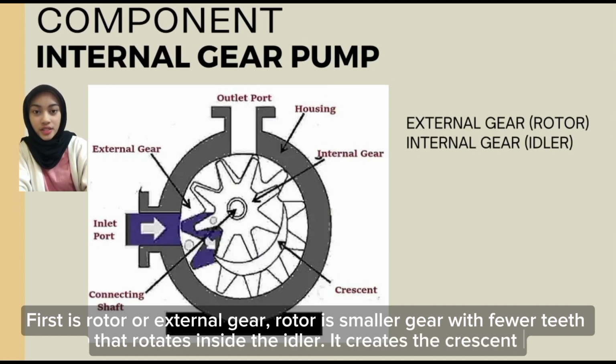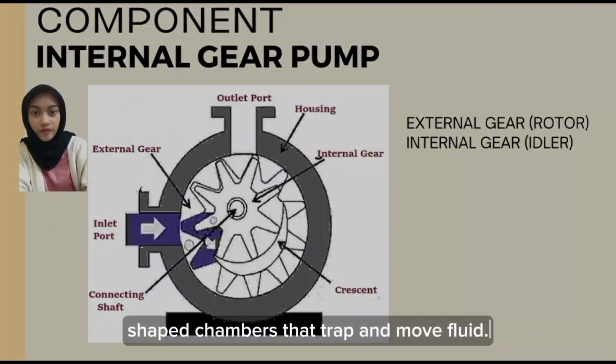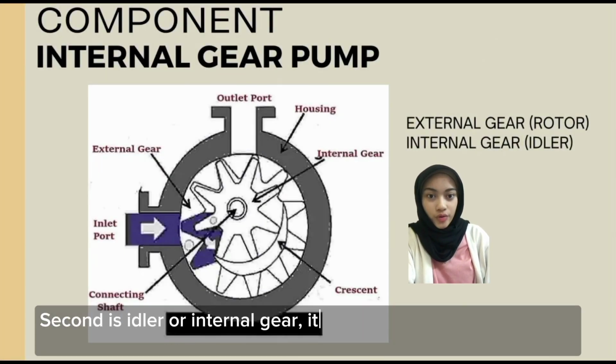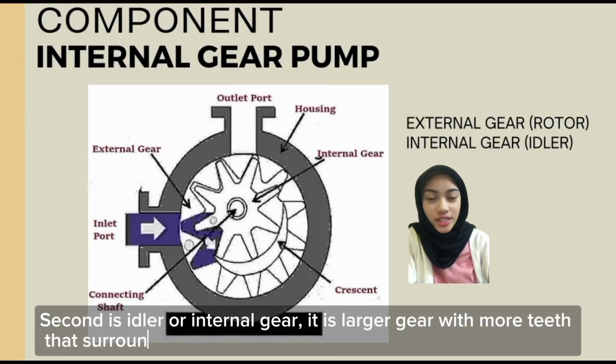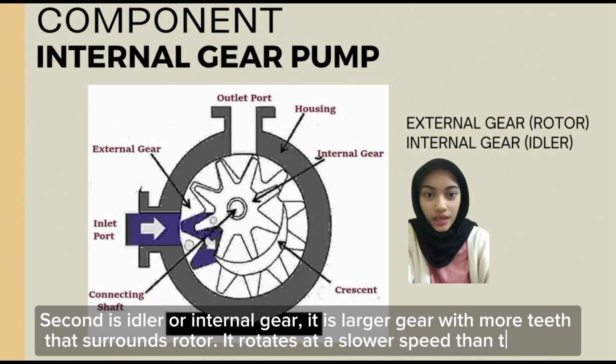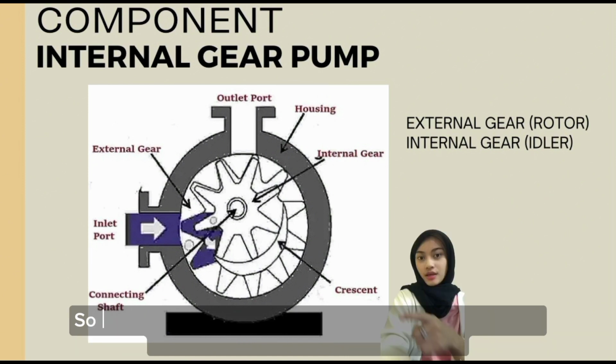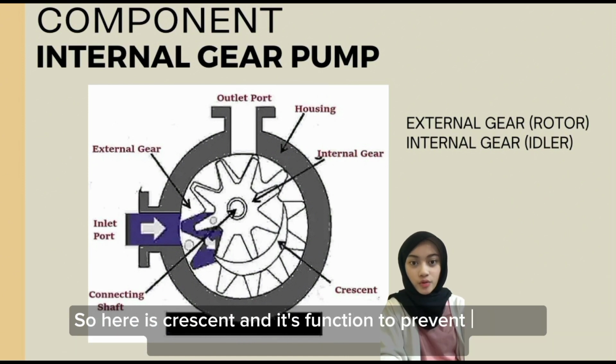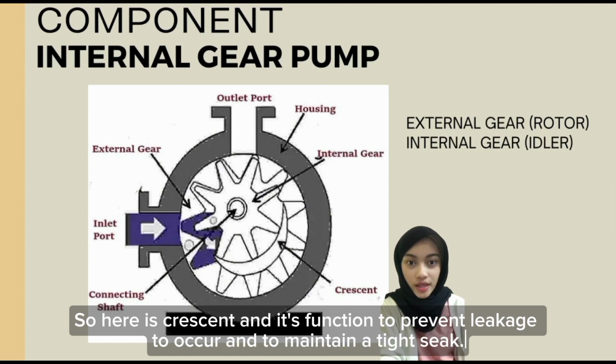It creates the crescent-shaped chambers that trap and move fluid. Second is idler, also known as internal gear. It is a larger gear with more teeth that surrounds the rotor. It rotates at a slower speed than the rotor. So here is the crescent, and its function is to prevent some leakage from occurring and to maintain a tight seal.